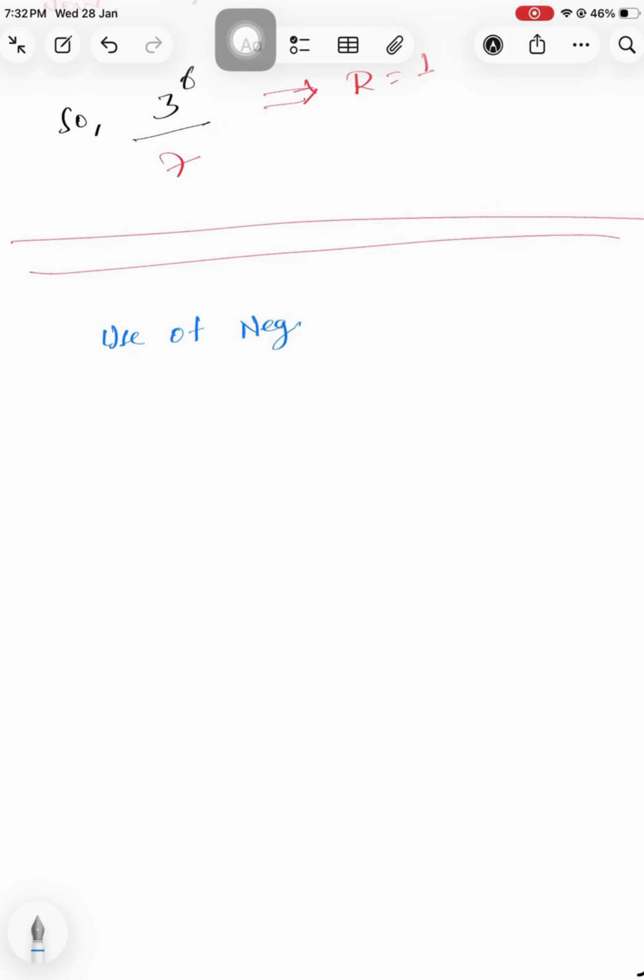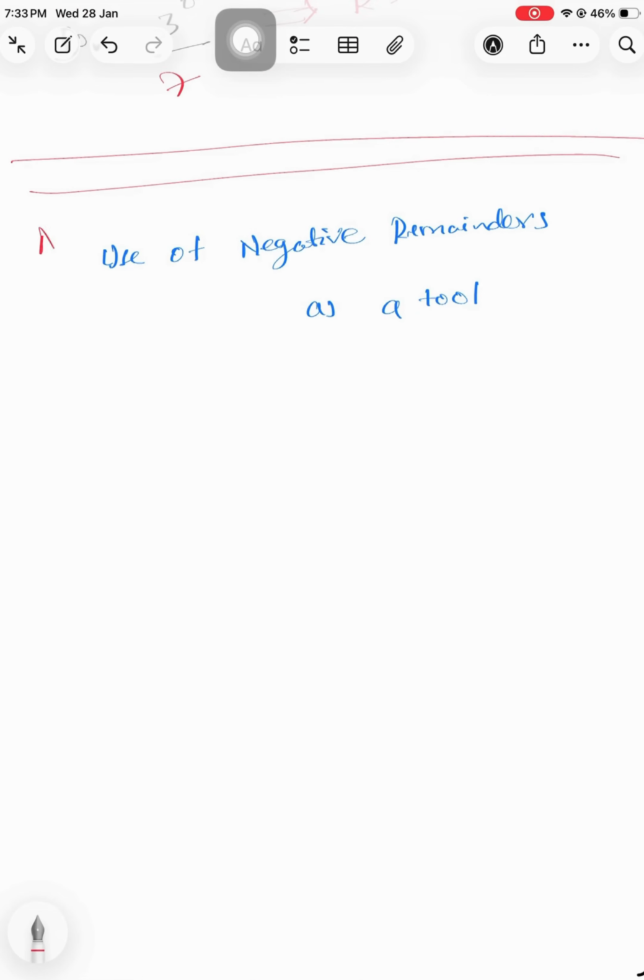Using negative remainder as a tool. This is the most important part of the remainders theorem. Now let me try to explain it through an example without giving any further lecture. Let's say there's a ratio 41 upon 4. So usually till now we have only seen and discussed positive remainders. So 41 upon 4 will yield 1 as the remainder, a positive remainder. But what about negative remainders?